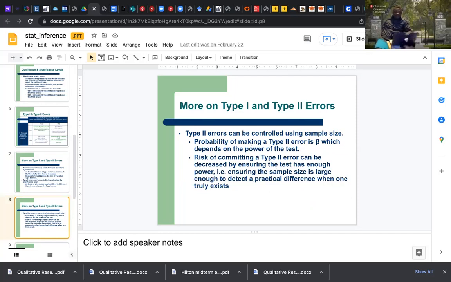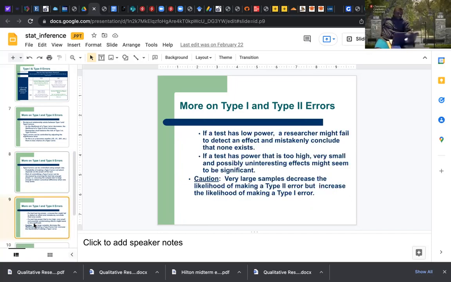And sometimes, if you are designing a research in qual, you might need to mention this. I have to choose a significant sample in order to avoid a type 2 error, because you need a higher sample size to avoid a type 2 error. And then, if a test has lower power, that is lower sample size, the researcher might fail to detect an effect and mistakenly conclude that none exists. So caution. Very large samples decrease the likelihood of making type 2 errors, but might increase the likelihood of making type 1 errors.